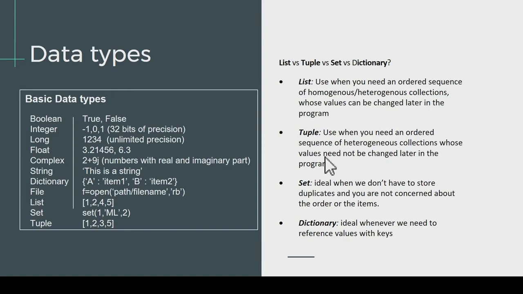later in the program. Set is ideal when we don't have to store the duplicates and you're not concerned about the order of the items. And lastly, a dictionary is an ideal data type whenever we need to reference values with keys. So you have custom indexes or you have a custom way of referencing a value which can be attributed as a key value pair. Dictionary would be a more appropriate one.